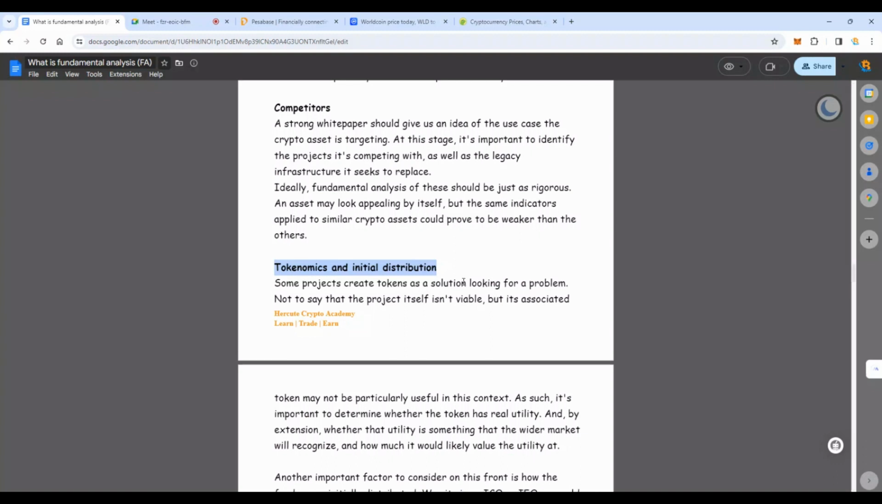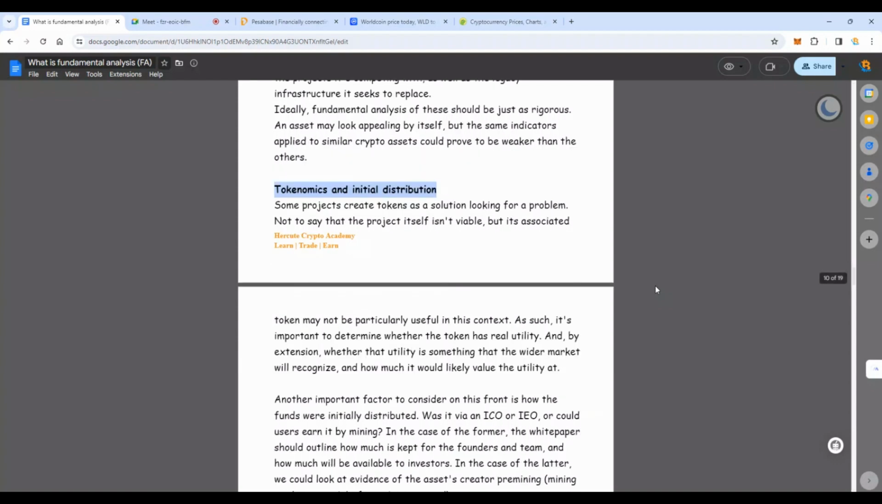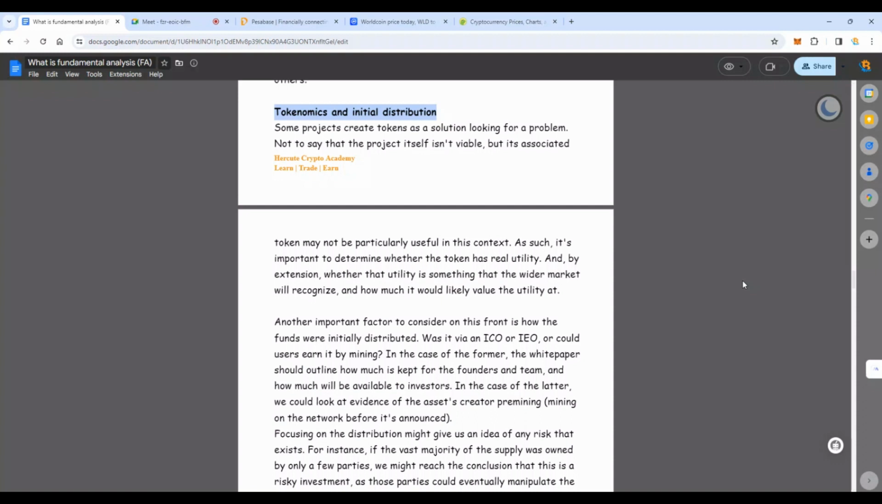So some projects create a token as a solution looking for a problem, not to say that the project itself isn't viable, but its associated token may not be particularly useful in this context. As such, it's important to determine whether the token has real utility or not, and by extension, whether that utility is something that the wider market will recognize or need. You might create any cryptocurrency project and give it a utility, but is this utility needed by the public? Do the people need this utility? What problem are you trying to solve by giving your token this utility?